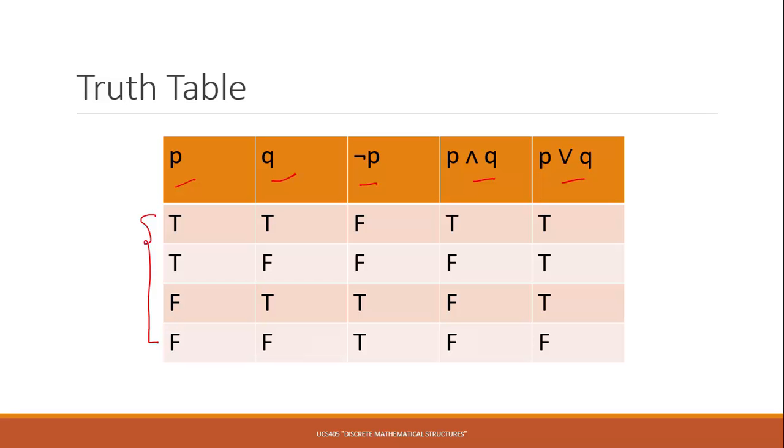Negation P will be the opposite of P. That is, if P is true, then negation P will be false. Similarly, if P is false, then negation P will be true. P and Q will be true when both are true, that is this case. Otherwise, it will be false. P or Q will be false when both are false, that is this case. Otherwise, it will be true. So this is how we can construct the truth table.